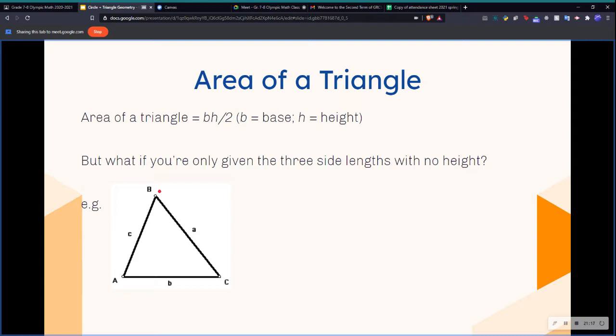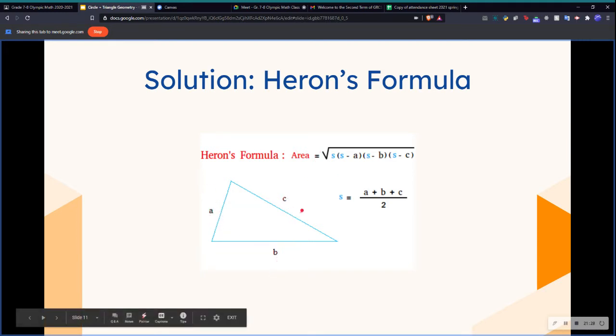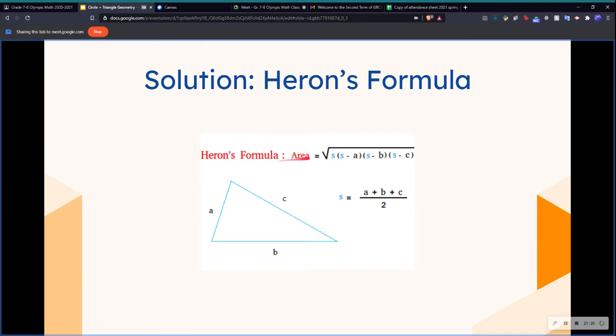Well, there's a special formula that we can use, and it's called Heron's formula. This is what it looks like. So we have the same triangle ABC, with side lengths a, b, c. This is what the formula states: the area of a triangle is equal to the square root of this product. Let's break it down. In this product, we have s. What is s though? s is equal to a plus b plus c, so that's the perimeter of the triangle, divided by 2. So this is basically half the perimeter of the triangle. That's what s is.